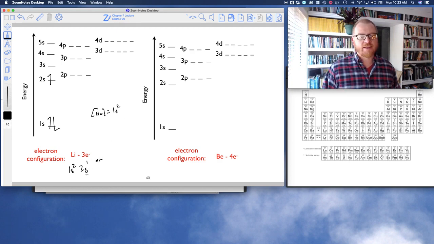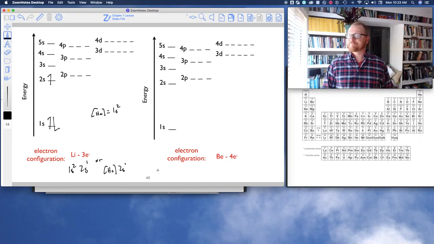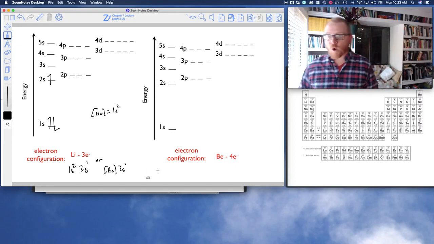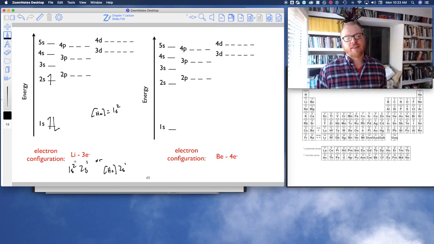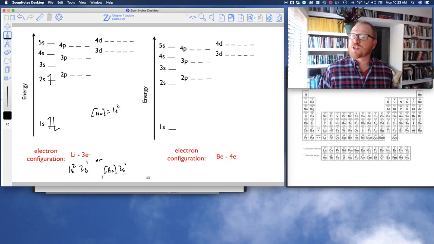So I could write lithium's electron configuration as helium bracket 2s1. Either works. When you say the complete electron configuration, that usually means this: 1s2, 2s1. But we can use what's called the noble gas shorthand notation, and we can replace a noble gas configuration with that noble gas symbol.